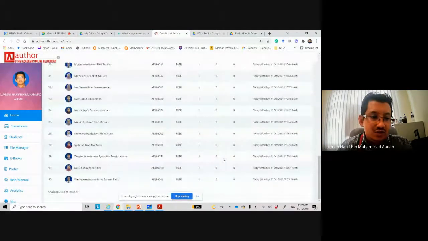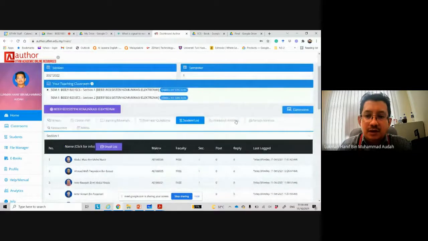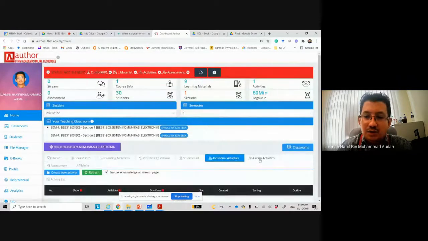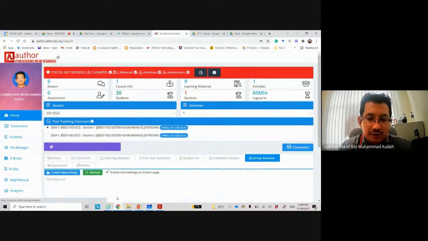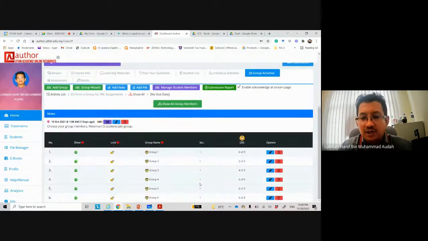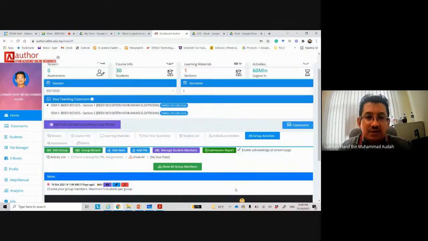Student list semua ada 30 orang. Individual activities belum ada, group activities ini. So PBL ni saya dah buat dia punya activities, saya dah unlock, sepatutnya you boleh form a group. Ni pun dah ada yang form group. Okay. So ada 6 group, so segera masuk ke dalam group yang masih kosong, okay, segera. So ni pun ada, saya nampak dah ada yang masuk so it's a good thing, okay.